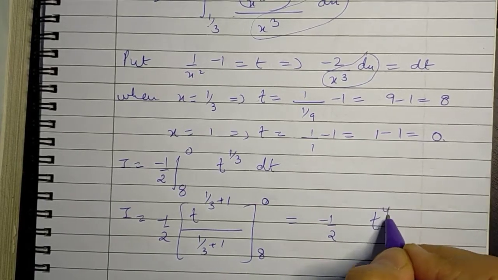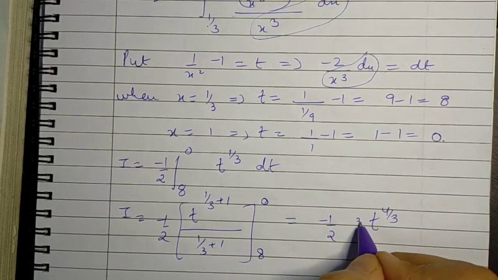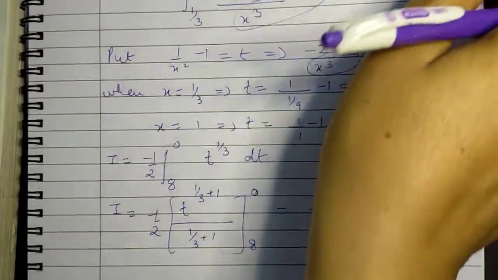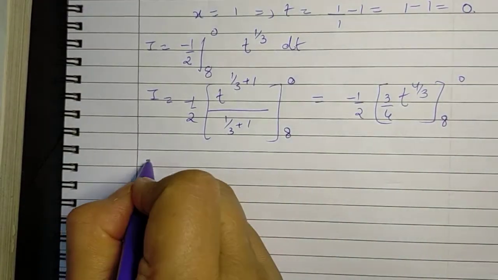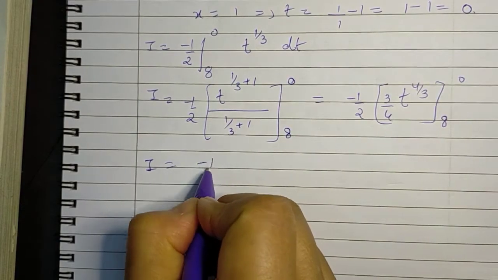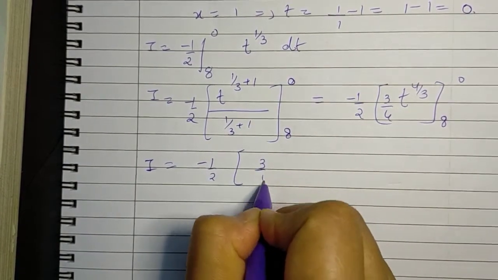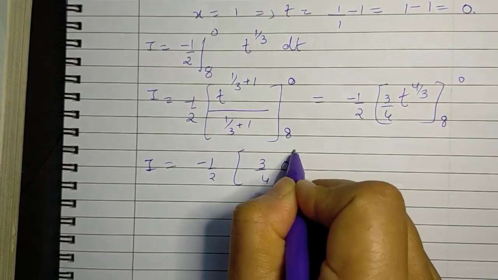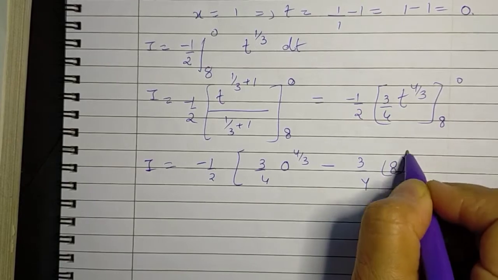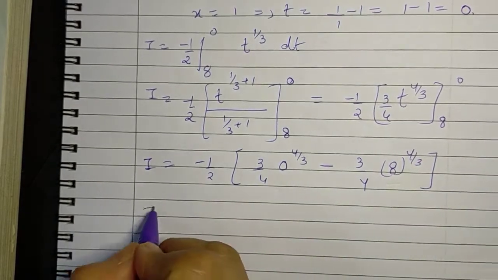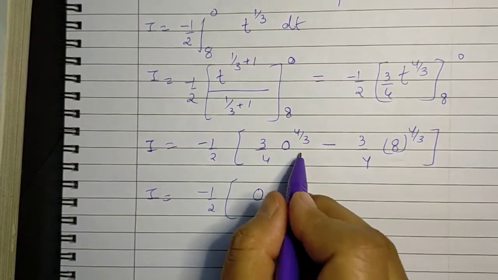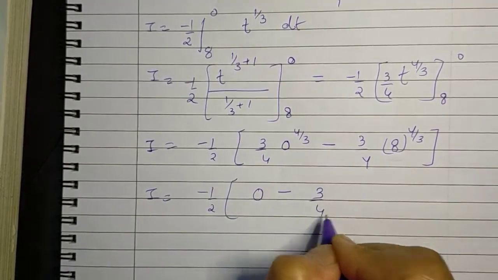This becomes t raised to the power 4 by 3 upon 4 by 3, so 3 by 4, from 8 to 0. And now we apply the limits and get I is equal to minus 1 by 2 into 3 by 4 into 0 raised to the power 4 by 3 minus 3 by 4 into 8 raised to the power of 4 by 3. Solving it, minus 1 by 2, anything into 0 is 0, minus 3 by 4.